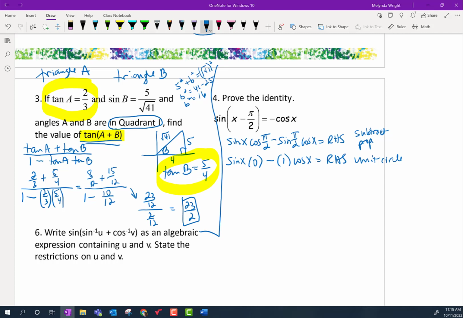Okay, does anyone see where we're going? What are we going to do next? We're just going to go ahead and multiply everything out, right? So we end up with negative cosine, which is the right-hand side, which is true, and that I just multiplied. So that's an example of how a proof might be utilized with a sum or subtraction property. Okay, how we doing?